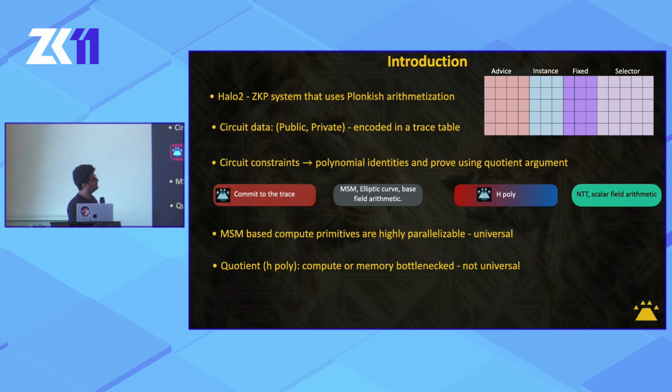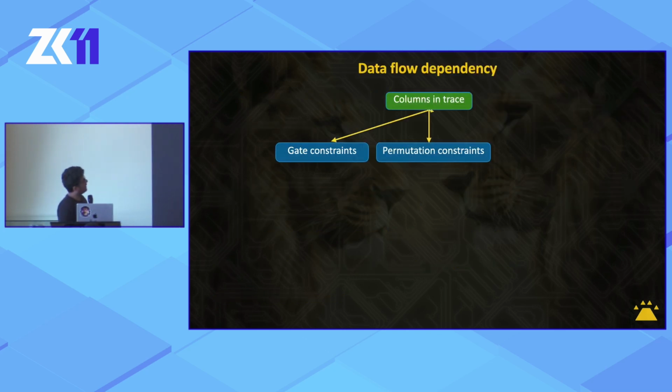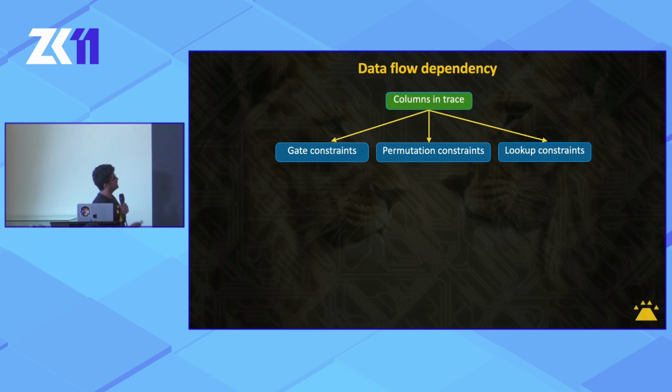to somehow use the structure which is built into Plonkish arithmetization, but find a way, without breaking the definition, to work around it and break this data flow dependency. So how this data flow dependency appears in Halo2 is that in Plonk you have these columns and rows which have three different constraints: gate, permutations, and lookups.